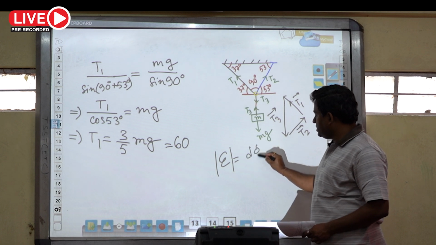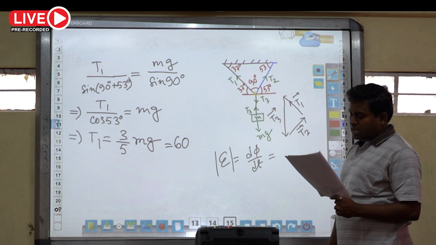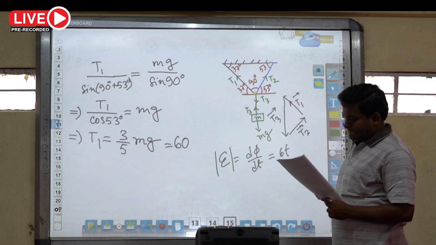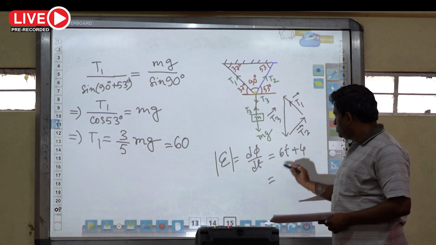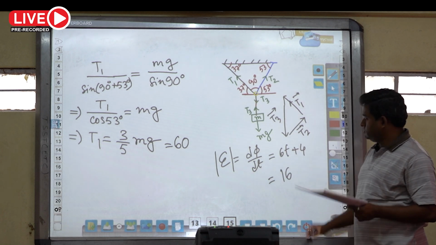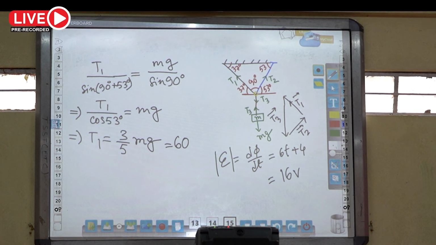That is d phi by dt. Phi is given 3t square, so it will be 6t plus 4. At 2 seconds, 2 seconds means 12 plus 4, 16 volt. Just calculate d phi by dt and put t equal to 2.